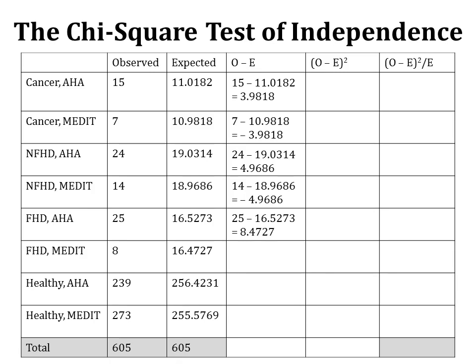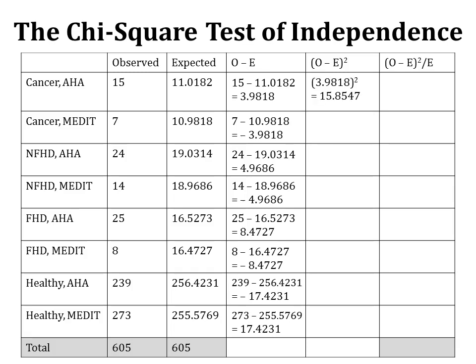The observed frequency is 14 and the expected frequency is 18.9686, and the difference is minus 4.9686. The next class is the fatal heart disease on AHA diet. The difference between the observed and expected frequency is 8.4727, and then the difference for the next cell is minus 8.4727, and the difference in the observed and expected frequency of the last two cells of the healthy individuals is 17.4231. So this is how we calculate the difference between observed and expected frequencies.